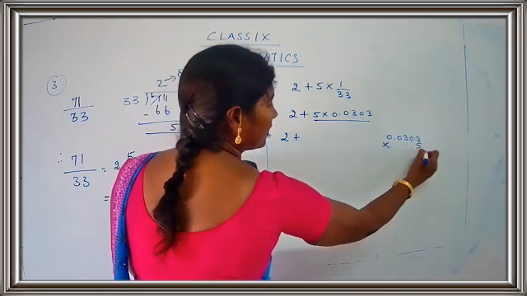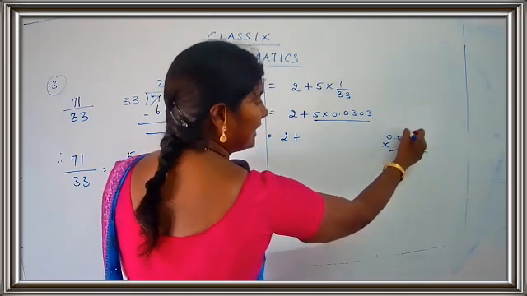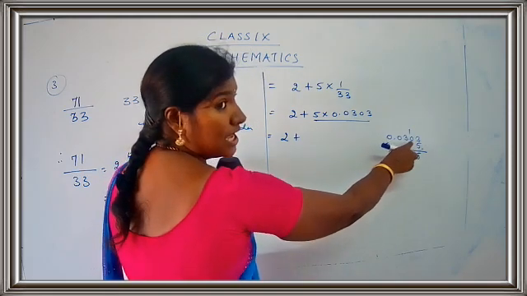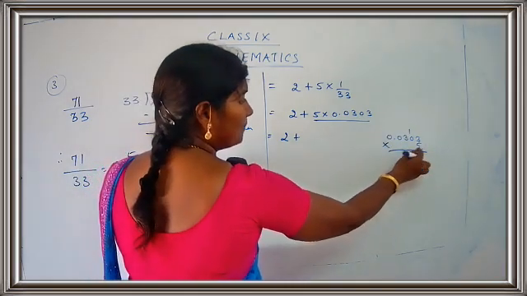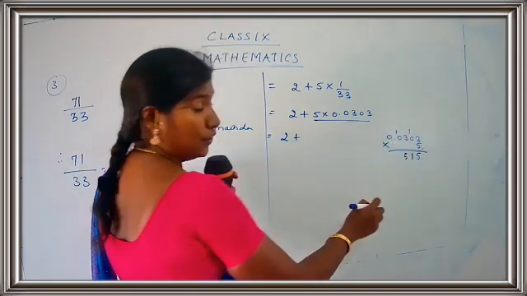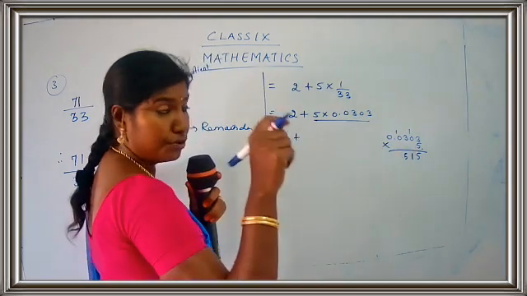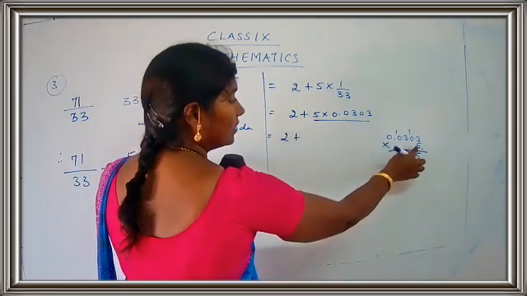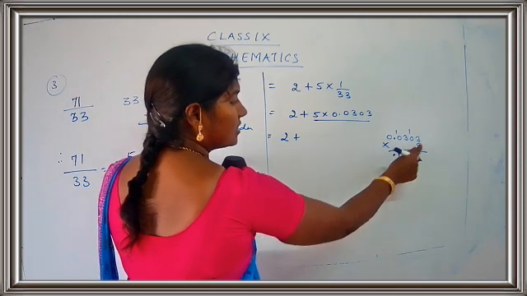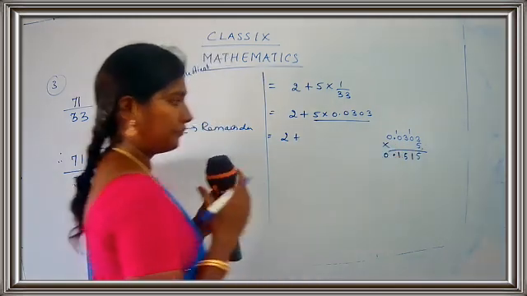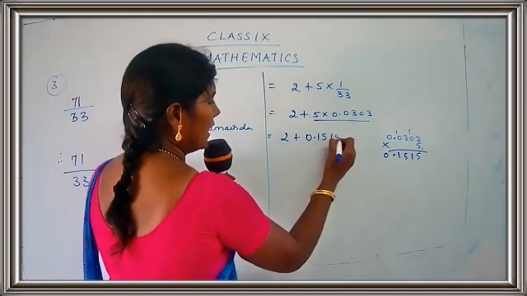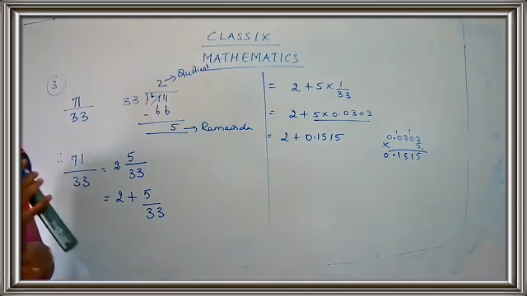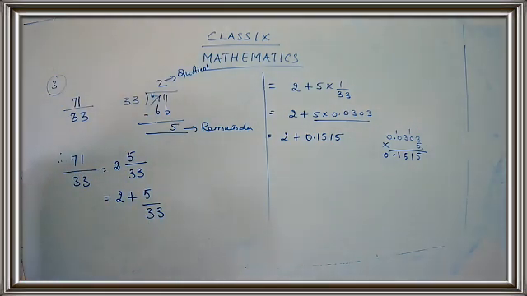0.0303 into 5. 5 threes are 15. Carry over 1. 5 zeros are 0. Anything multiplied by 0 is 0. 0 plus 1, 1. 5 threes are 15. Carry over 1. 5 zeros are 0. Carry over 1. One decimal point is here. So point. 5 zeros are 0. So what do you get here? 0.1515. I have multiplied, children. I get 0.1515.